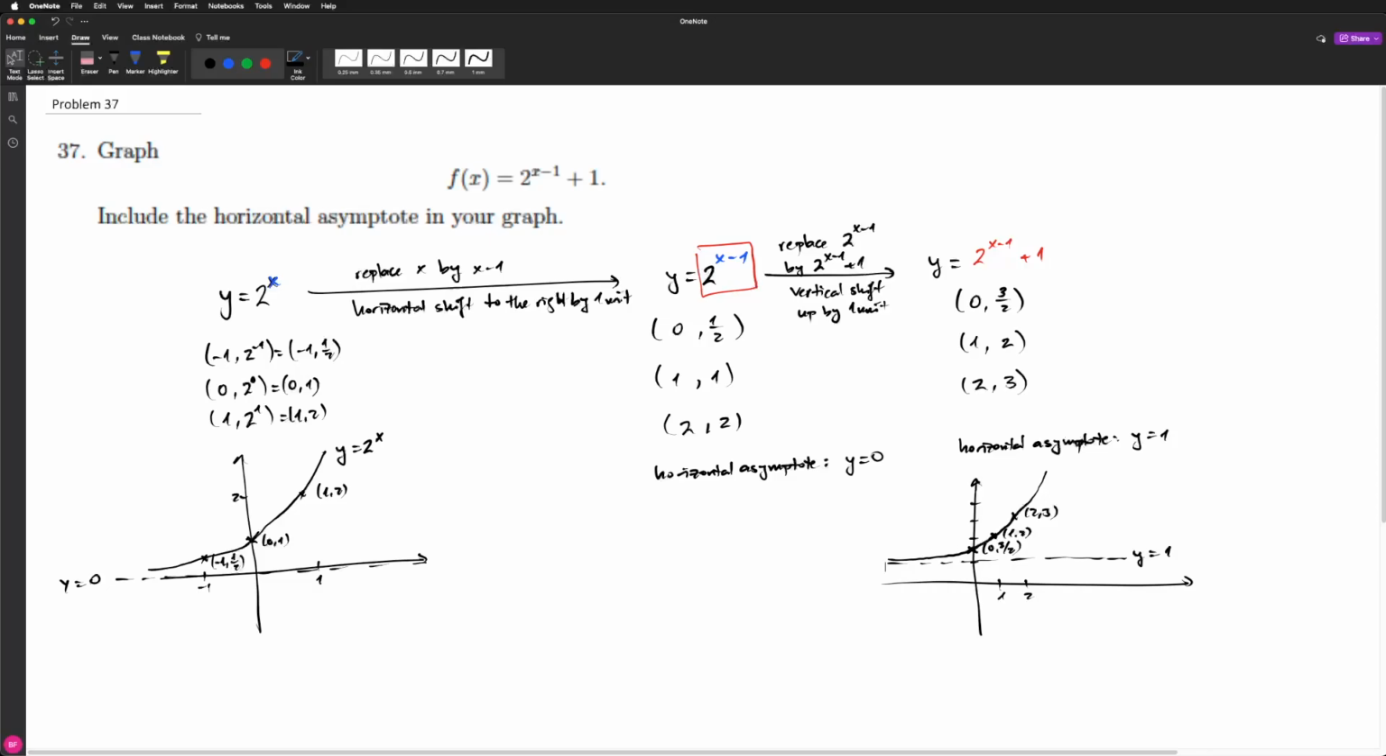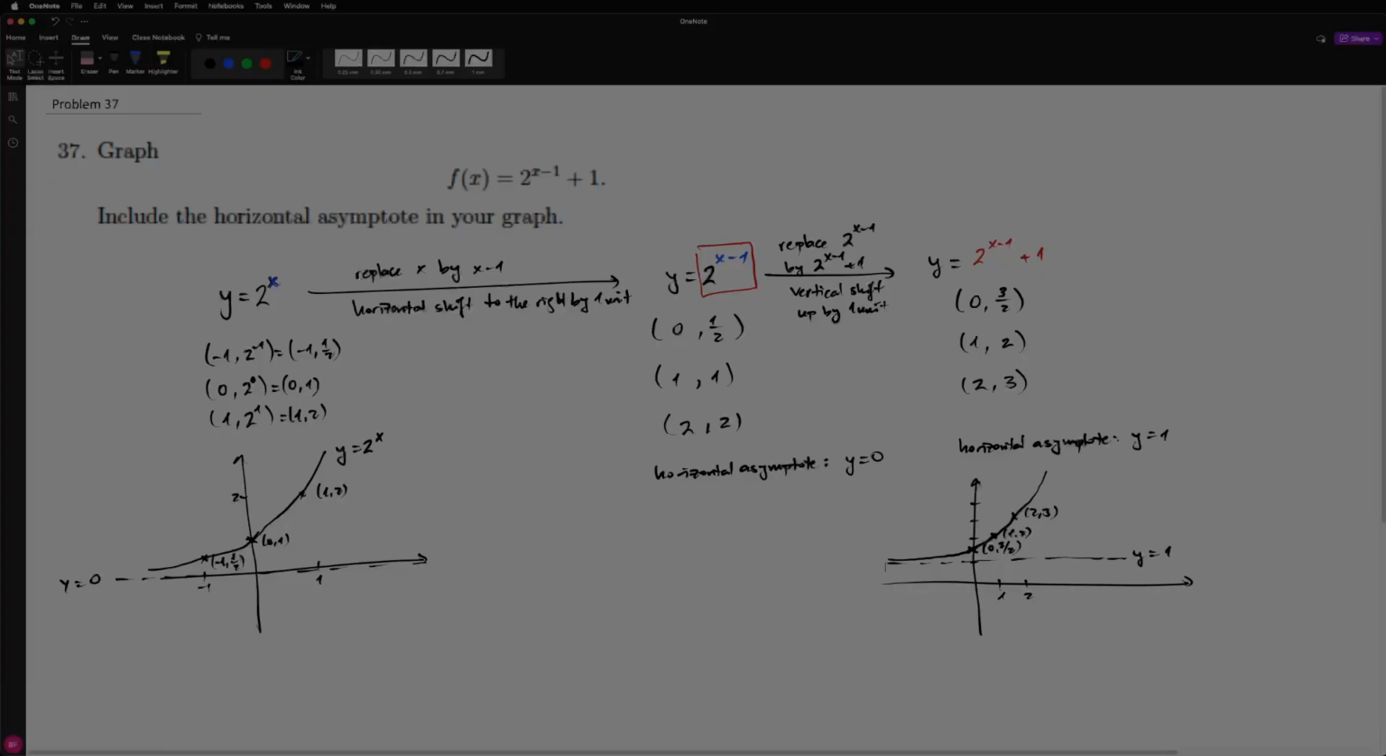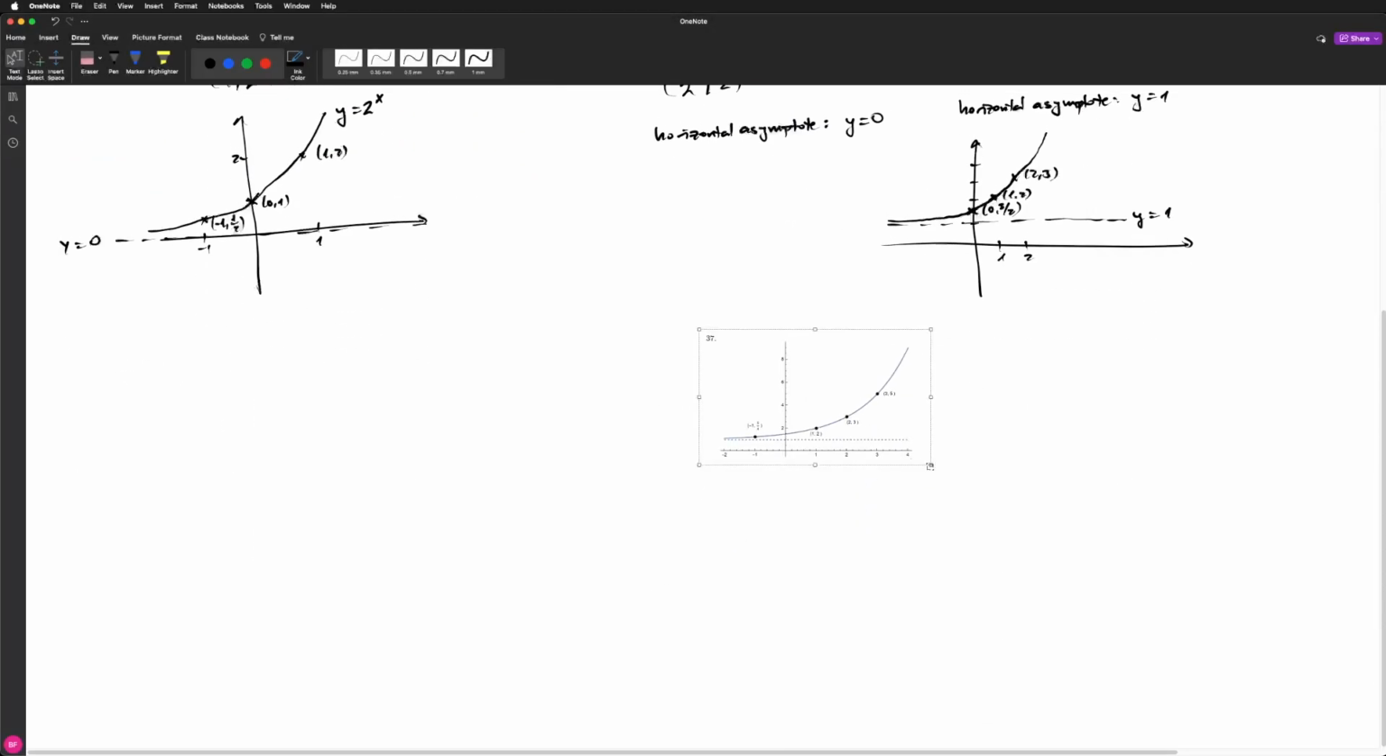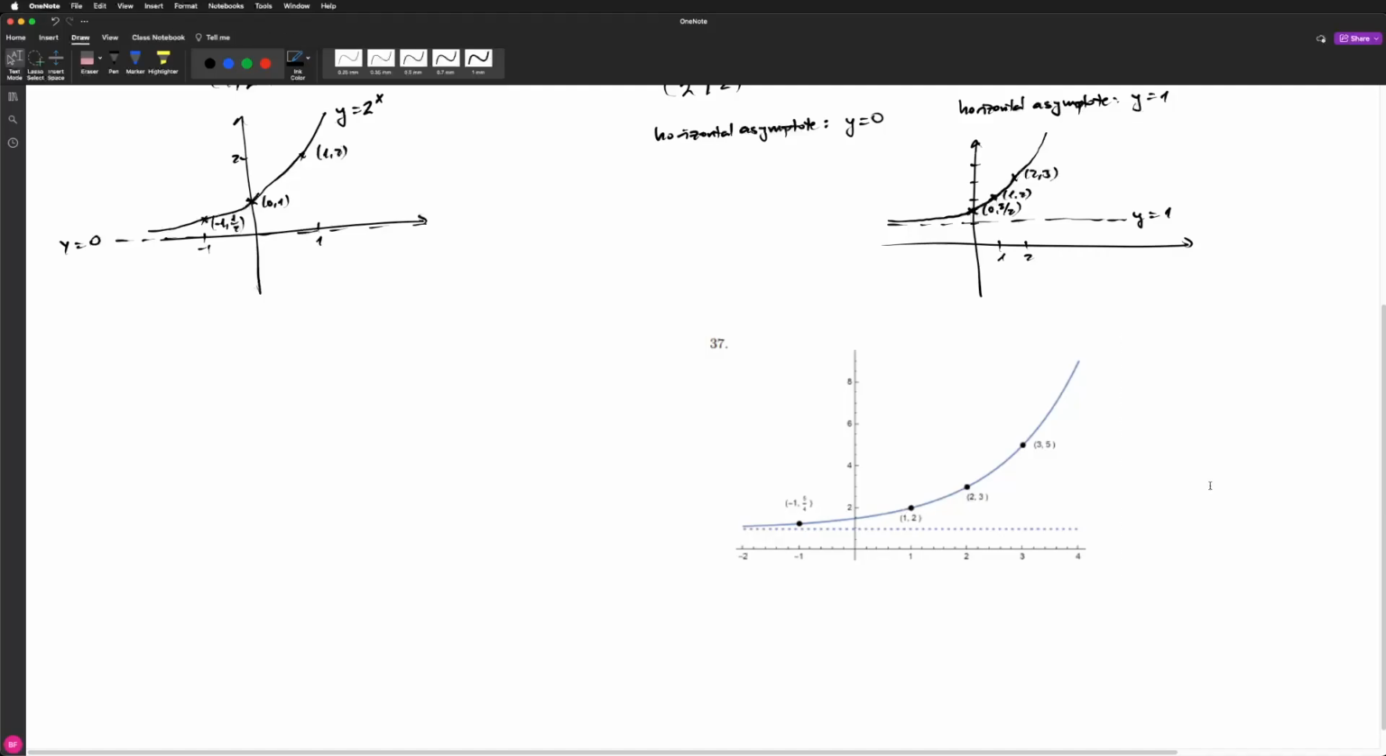And let me check if the answer key is correct. Different points were taken on the answer key, but that's fine. We have 2 of those points in common. And you don't need 4 points. 3 points are enough to determine the shape of the exponential function. And I would also expect you to write the equation of the horizontal asymptote along with labeling of the points.